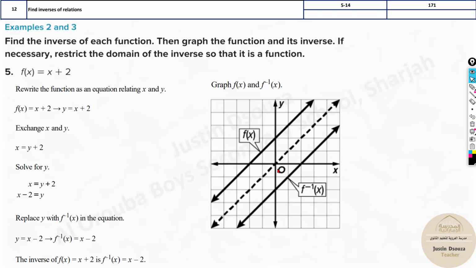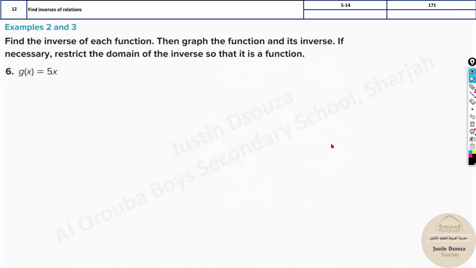Let me just clear this. This is the answer, f of x. This is f inverse of x. That's the thing. Now over here, the domain and range is all real numbers, so it doesn't make a difference. Only when it's quadratic, it's a little different. We will talk about it in a while.